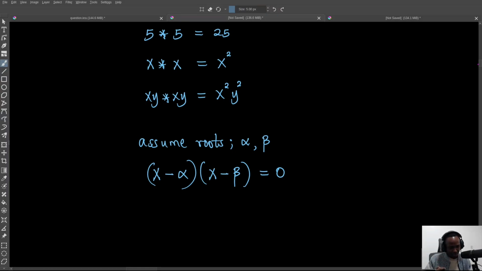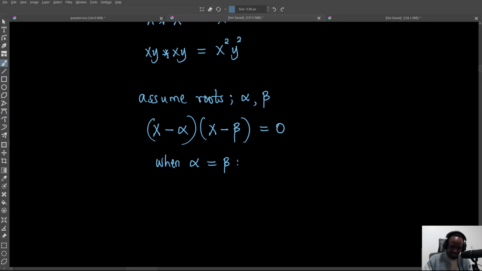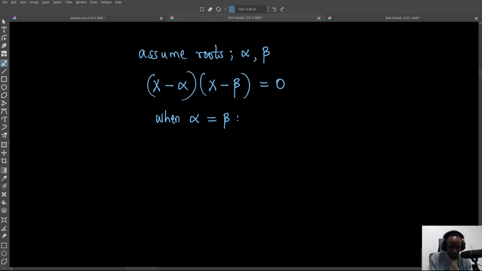But what happens when the roots are identical? So when alpha is equal to beta, then what happens? It means that in that case, to construct the quadratic equation, you're going to say x minus the first root alpha, times x minus the second root, which is still alpha. And we say this is equal to 0. So let's expand this. So we are going to take this x, we multiply it by this x.